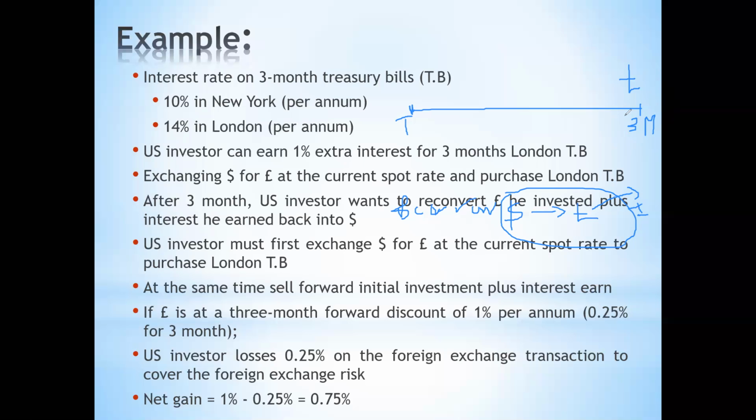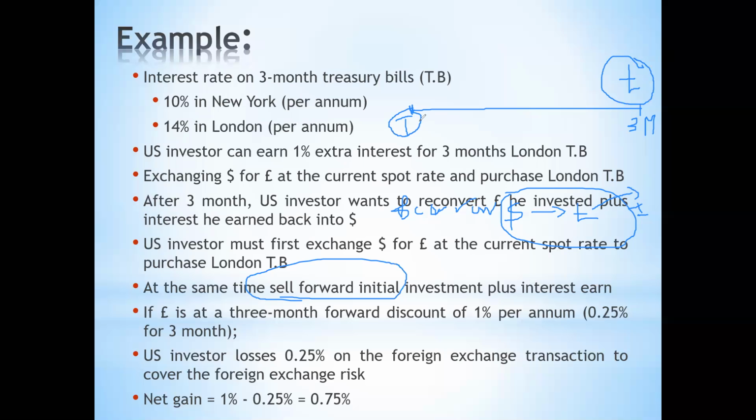Then what is the best option you can do? You are going for the forward contract. You know what that forward contract is, right? Today you are going to agree to sell your pound, which you are going to have at the end of the 3 months, at a predetermined rate, which we decide today. That is the rate we call the forward rate.